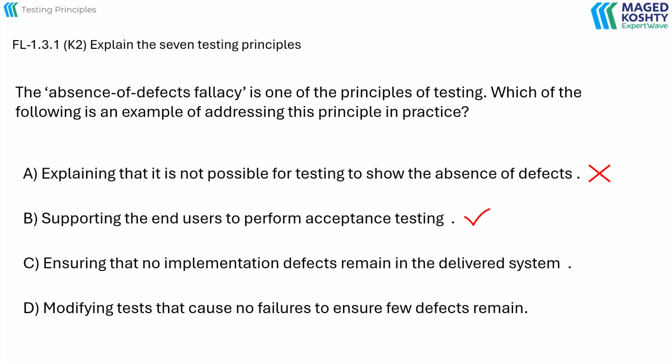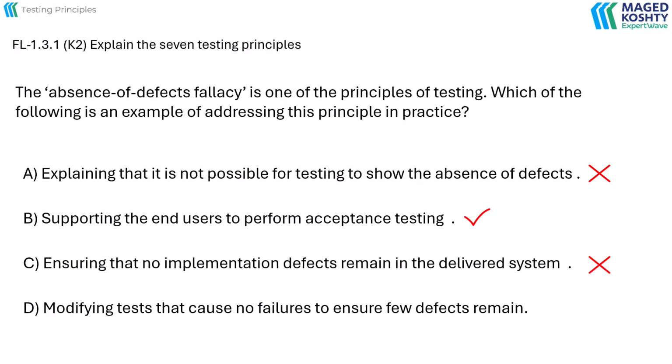In the tests wear out principle, you can't find more defects because you have been using the same test cases over and over again. So, we want you to update your test cases periodically. Option C, ensuring that no implementation defects remain in the delivered system. This is again related to the first principle. Testing shows the presence, not the absence of defects. No one can guarantee that no implementation defects remain in the delivered system.